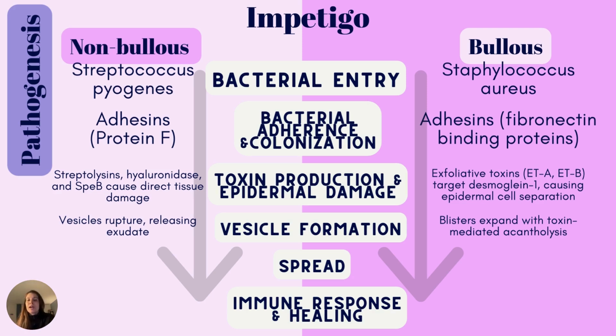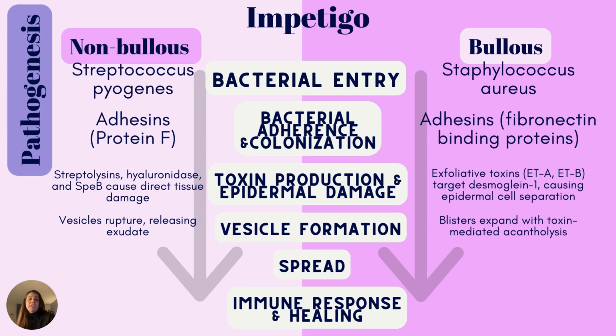And it is until we have this direct contact with the lesion or the contaminated surfaces that the infection starts to spread. Lastly, neutrophil infiltration is going to lead to inflammation and crust formation. The healing is going to happen without any scarring, but in this case of the non-bullous type, this bacteria can trigger post-streptococcal glomerulonephritis.